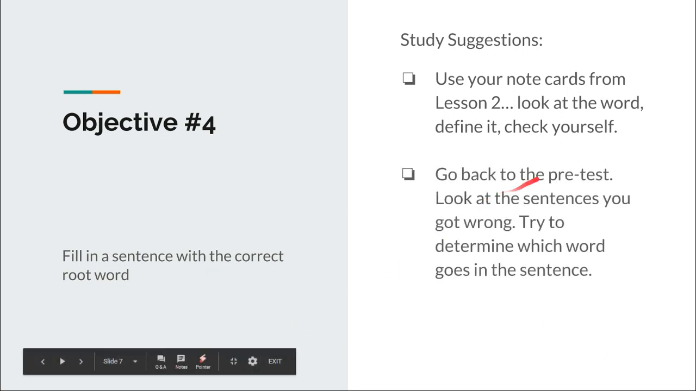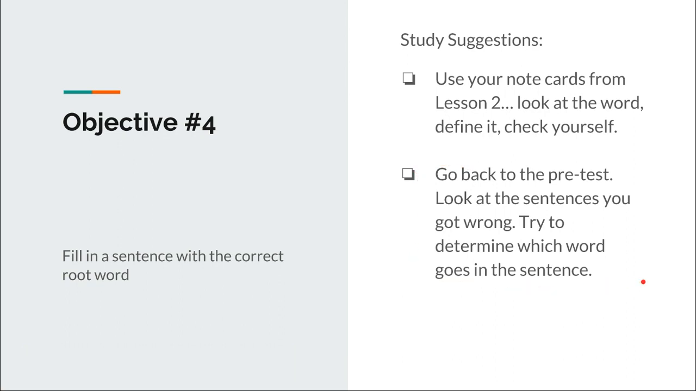And then the other part will be to go back to the pretest and look at the sentences that you got wrong. And now with the knowledge that you've gained, try to figure out which word goes in those sentences that you got wrong. And the ones you got right, what the heck, see if you could do it all over again and still get those correct.